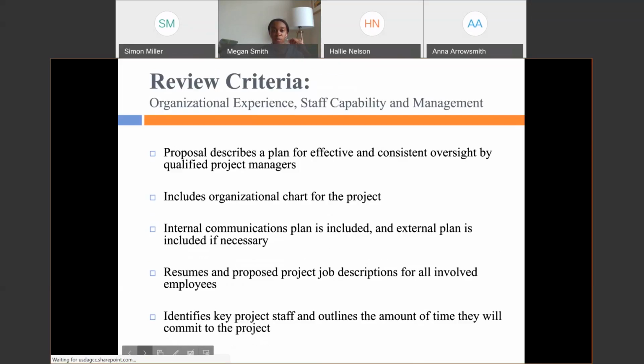The next review criteria we will discuss is organizational experience, staff capability, and management. The narrative provided in the proposal should provide enough detail for reviewers to easily understand who is managing this project and the time commitment it will involve. The proposal should also include a detailed internal and, if applicable, external communications plan.